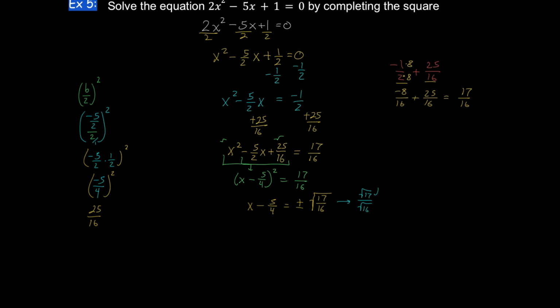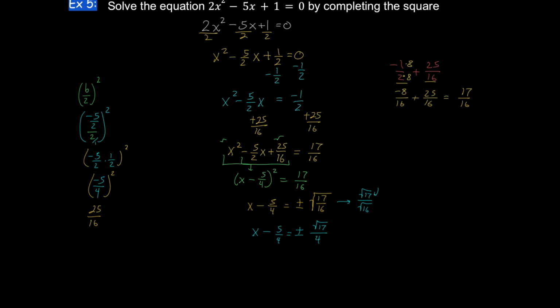Unfortunately, 17 is not a perfect square, and there are no perfect squares that go into it, so we can't really do anything with the 17. However, the 16 on the bottom, 16 is a perfect square. The square root of 16 is 4. So the square root of the fraction 17 over 16 simplifies into the square root of 17 divided by 4.